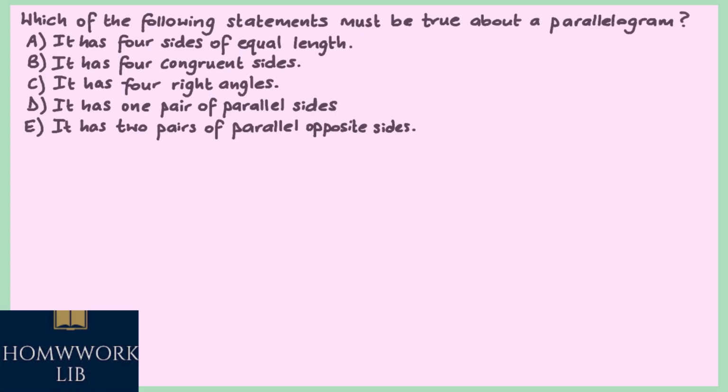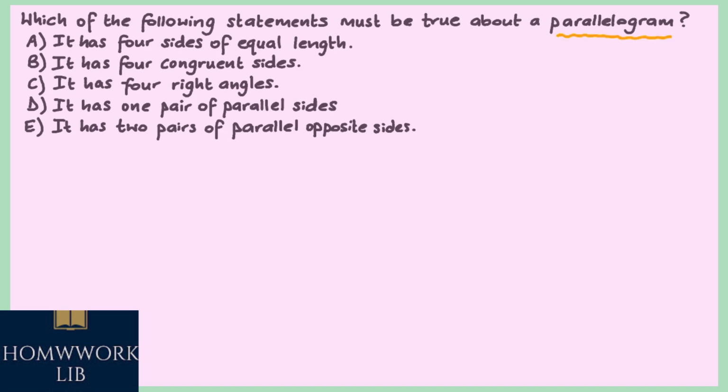Which of the following statements must be true about a parallelogram? Option A, it has 4 sides of equal length. Option B, it has 4 congruent sides. Option C, it has 4 right angles. Option D, it has 1 pair of parallel sides. Or option E, it has 2 pairs of parallel opposite sides.